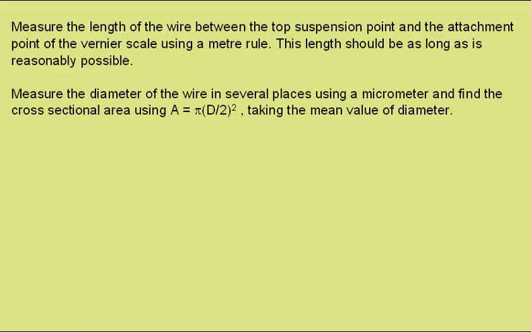We need to measure the diameter of the wire in several places using a micrometer and find the cross-sectional area using area is equal to pi times radius squared, or pi times diameter over 2 squared, taking the mean value of the diameter from our measurements.